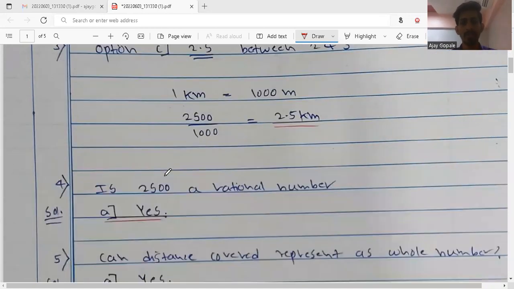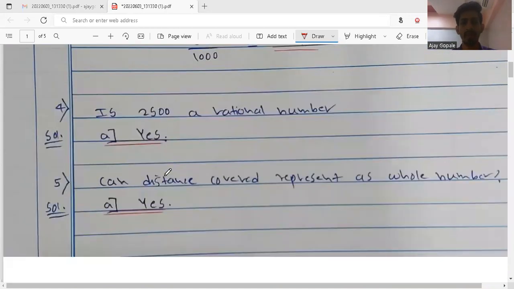Talking about the next question, that is question number 4. In question number 4, it was given: is 2.5 a rational number? So your answer should be option A. Yes, it is a rational number. Why? Because 2.5 is a terminating decimal. So terminating means it's a rational number.